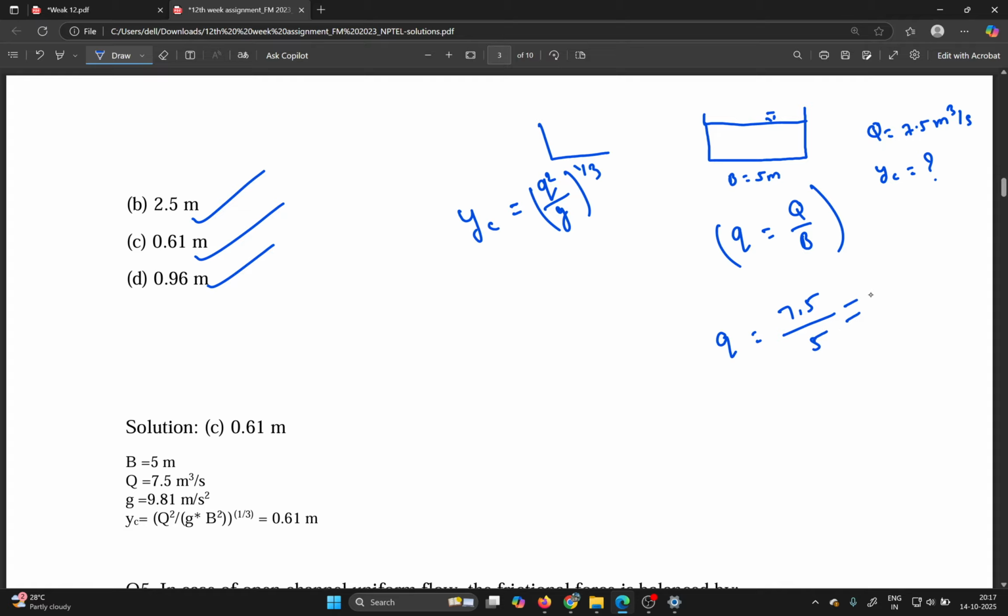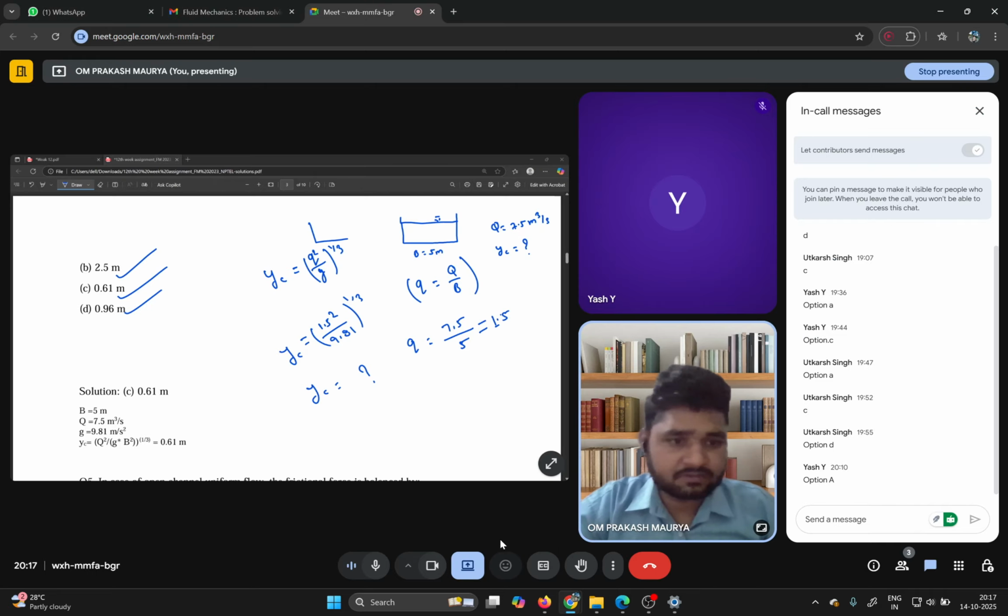So it will come around 1.5, and you can put here 1.5 square divided by 9.81, power 1 by 3. So you will get your final answer. So how much is it? Have you calculated or not?